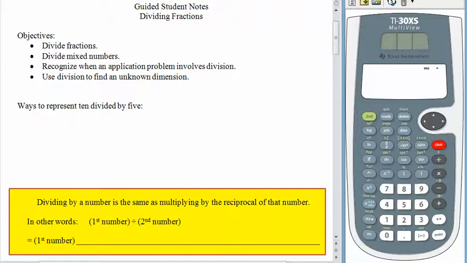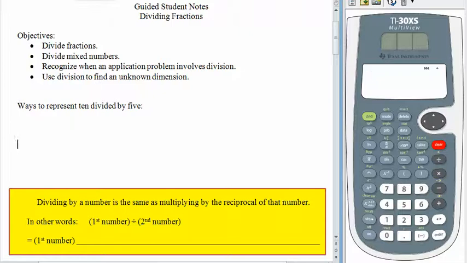Today we're going to talk about dividing fractions, which I'm sure you expected because we just finished adding and subtracting and multiplying them. The nice thing about dividing fractions is it's not difficult at all. As a matter of fact, we're going to use most of the things that we learned last lesson when we were multiplying fractions.